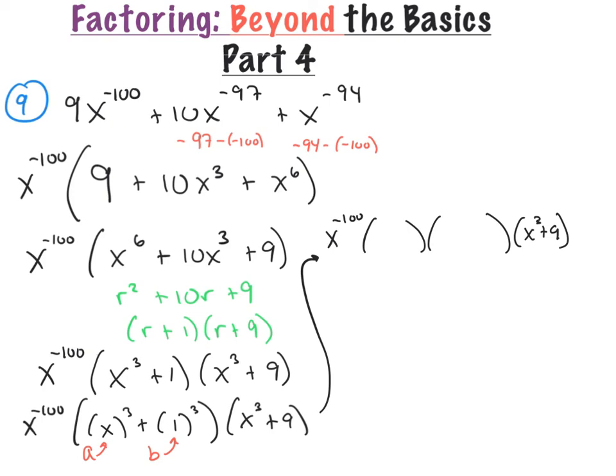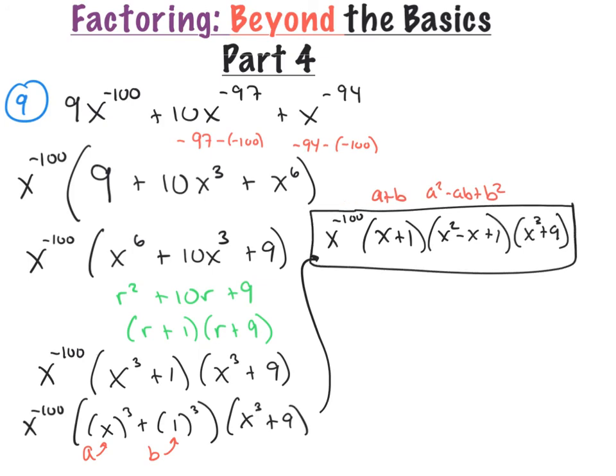And our sum of two cubes is a plus b, a squared minus ab plus b squared. So for us, a and b are x and 1. This is x plus 1, x squared minus 1 times x is just x, and 1 squared is 1. So our answer is x to the negative 100 times x plus 1 times the quantity x squared minus x plus 1 times the quantity x cubed plus 9. Okay, one last problem and then we are done.